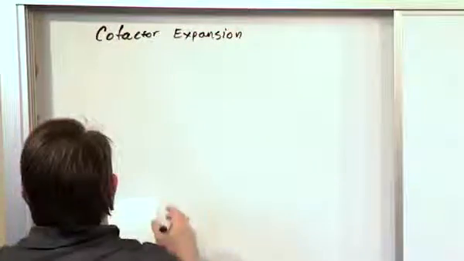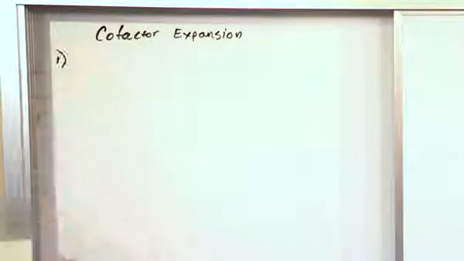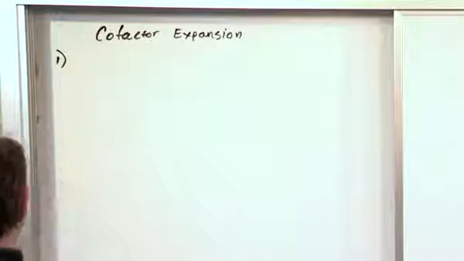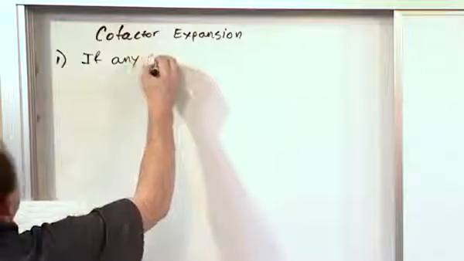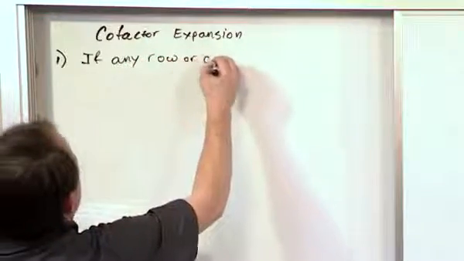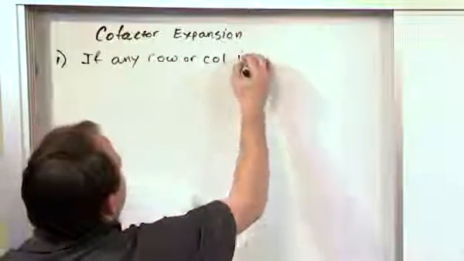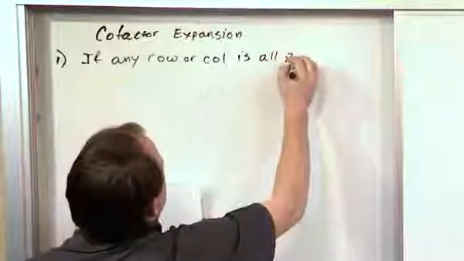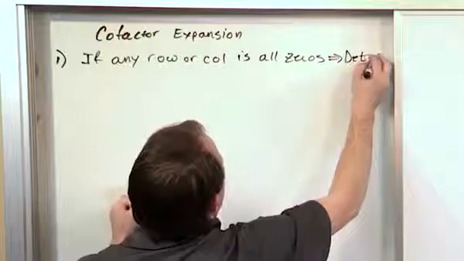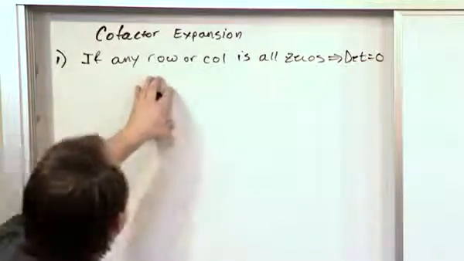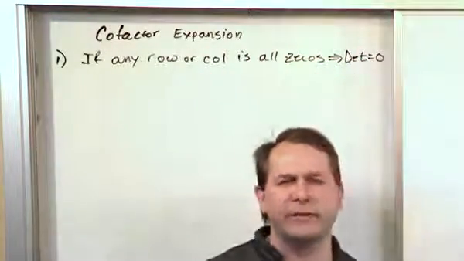The first property I'm going to share with you is something that's pretty obvious, but maybe not the first time you think about it. If any row or column of a matrix is all zeros, then the determinant is also equal to 0. If I write it like this, if any row or column is all zeros, then the determinant's equal to 0.